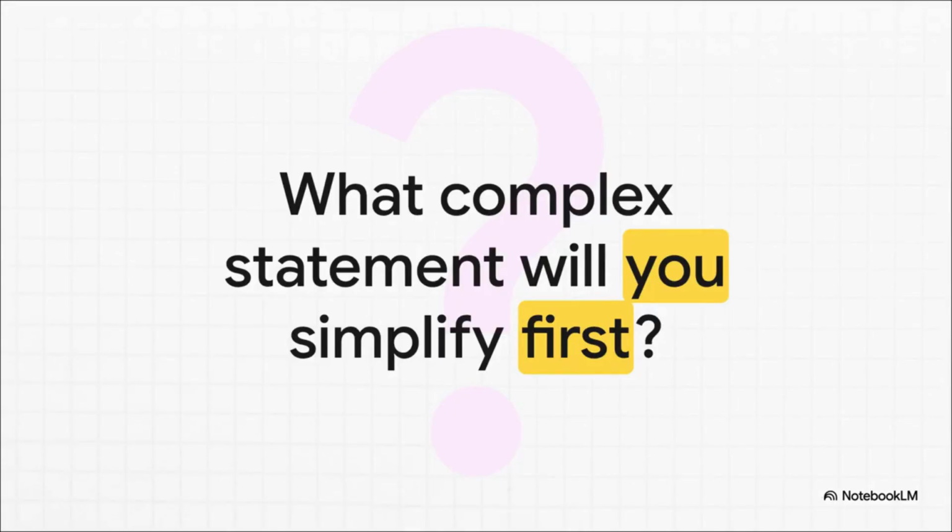So there you have it. We've seen how to break down these complex not statements using algebra and how to actually visualize them with diagrams. De Morgan's laws give us a clear, logical way to turn confusing negations into much simpler, more manageable pieces. The only question left is, what complex statement will you simplify first?